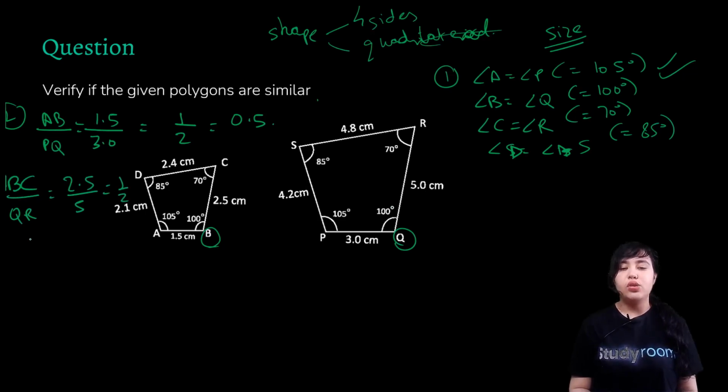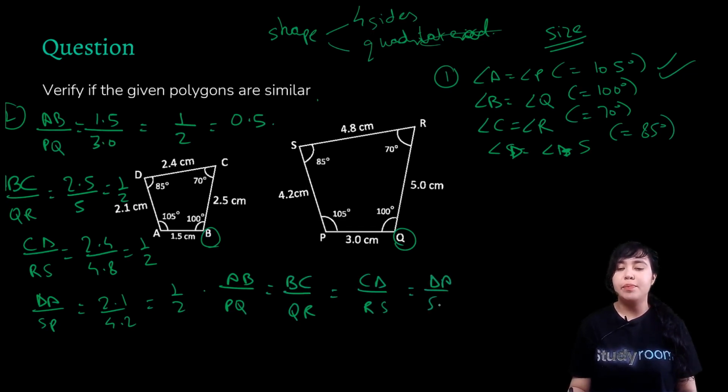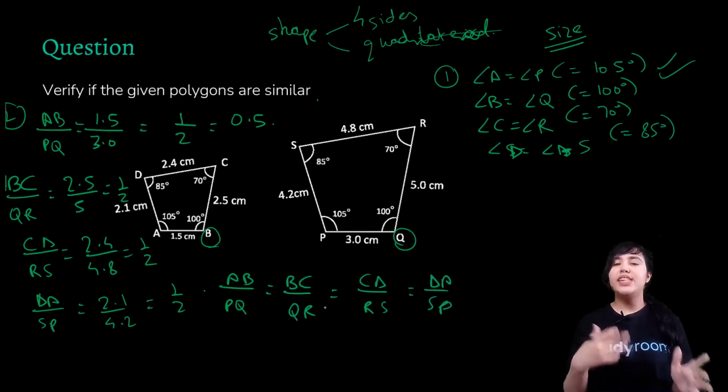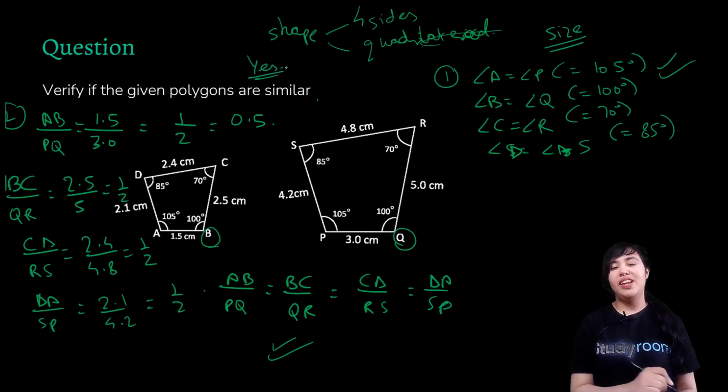Then let's quickly find CD upon RS, that is 2.4 upon 4.8, again equal to 1 by 2. Find DA upon SP, which is 2.1 upon 4.2, again equal to 1 by 2. So what do we see over here? That AB upon PQ is equal to BC upon QR is equal to CD upon RS is equal to DA upon SP. The corresponding sides are in the same ratio. So the second condition is also fulfilled. If they have the same shape, the same size, not same, actually similar, then we can say yes, the given polygons are similar.